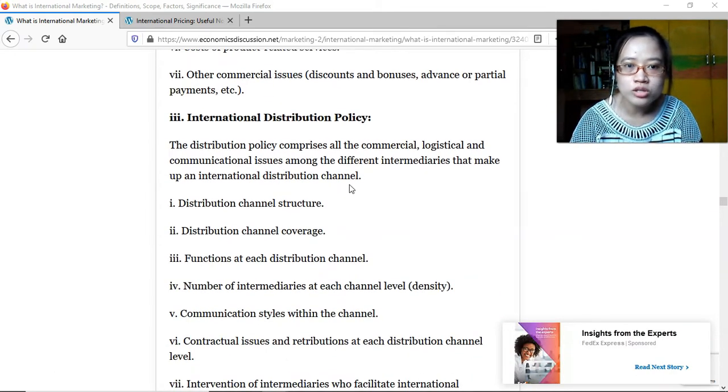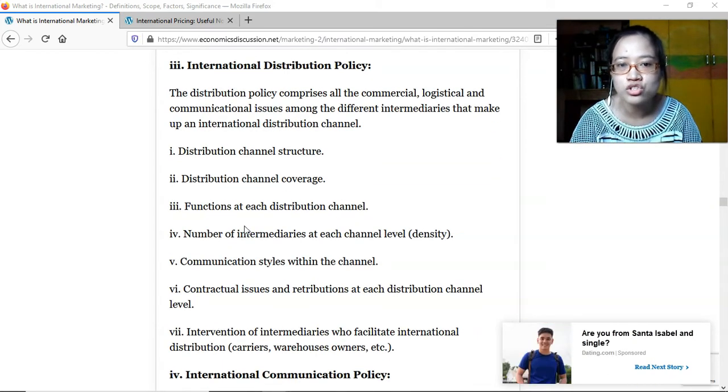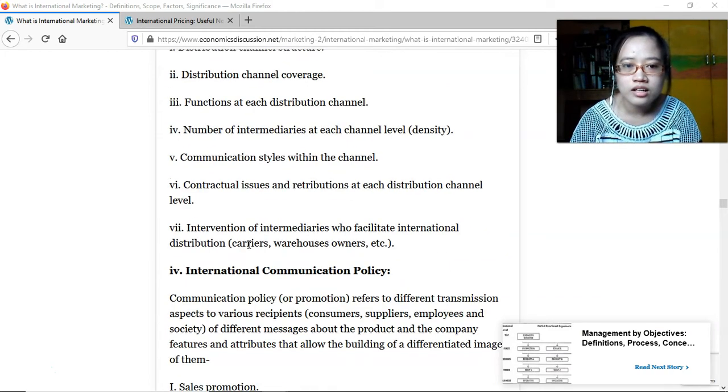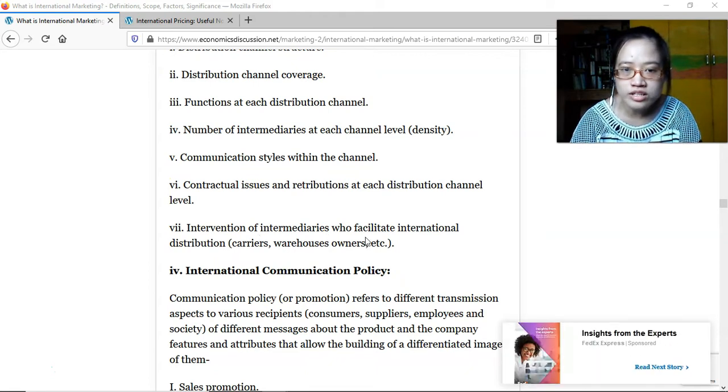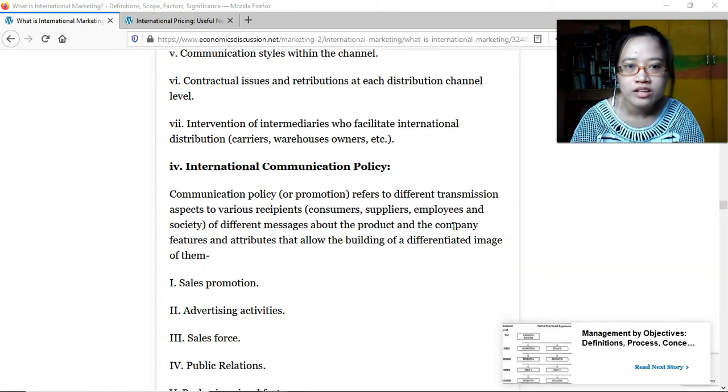Distribution policy: distribution channel structure or coverage, functions at each distribution channel, number of intermediaries at each channel, communication styles with the channel, contractual issues and retributions at each distribution channel, intervention of intermediaries who facilitate international distribution. Sometimes, again, this is what makes products more expensive: the cost of transporting them from one place to another, especially on international levels.